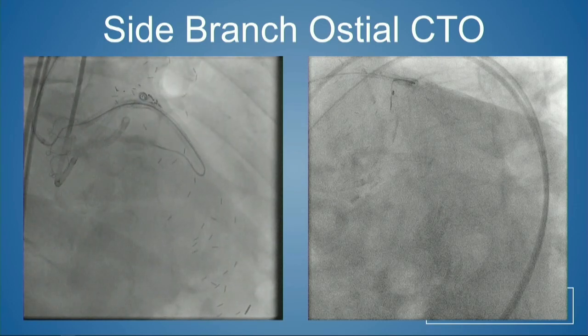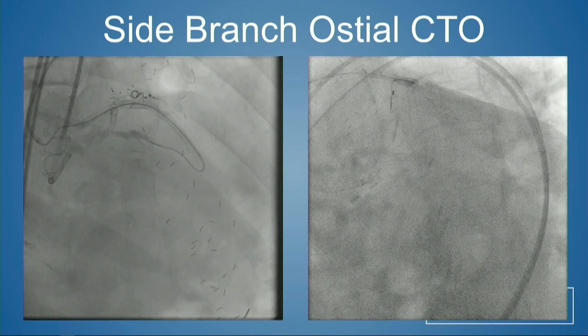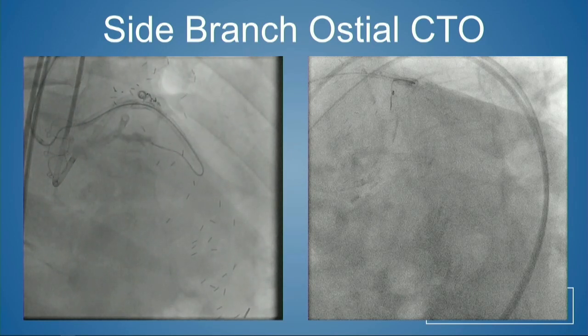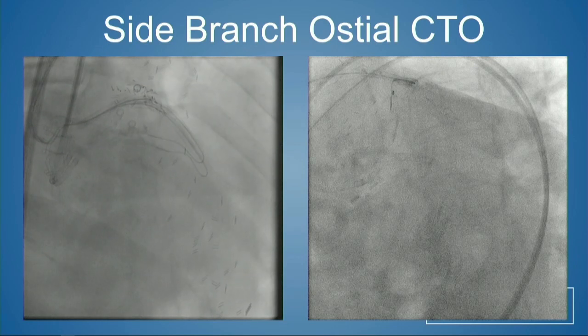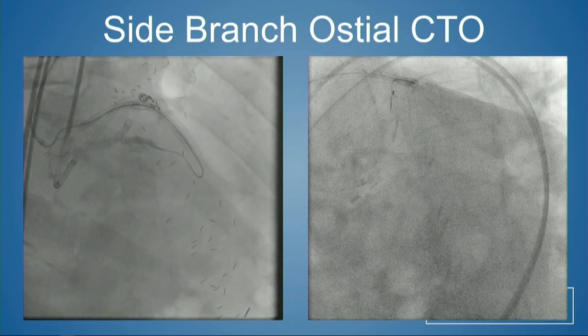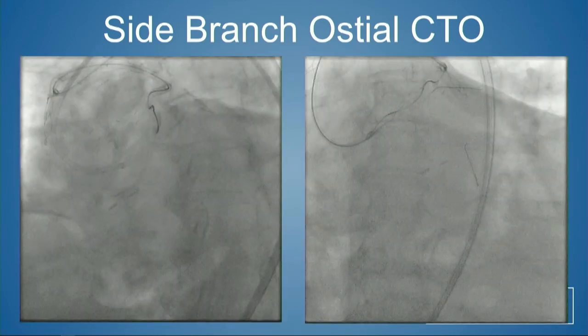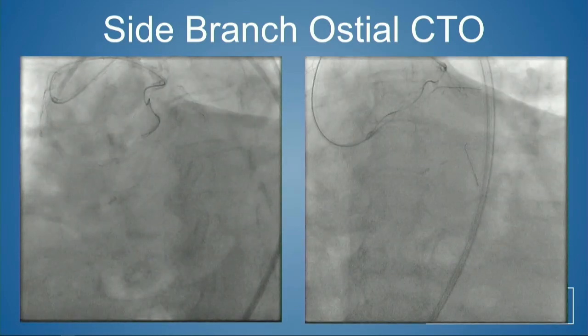I couldn't knuckle a wire at this point, partly because I was just getting pushed back down the LAD. But the Carlino not only dissected it, which helped us to identify the course of the vessel, but it also softened the plaque so that I was able to get a retrograde knuckle going, and we were able to knuckle back up towards the left main.